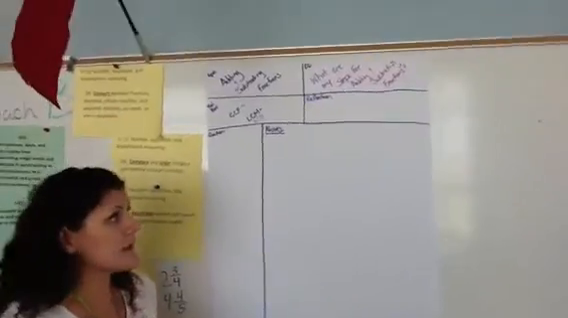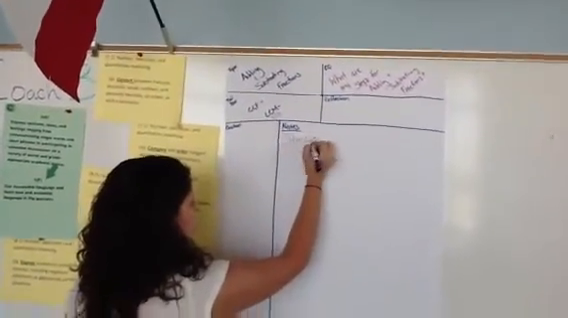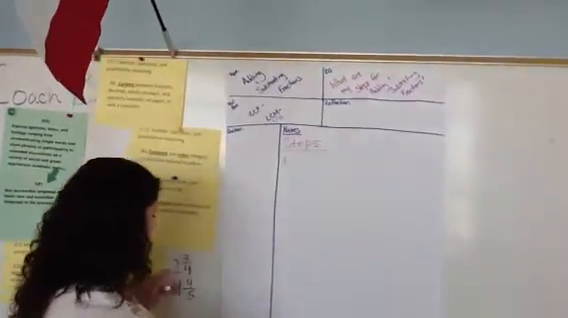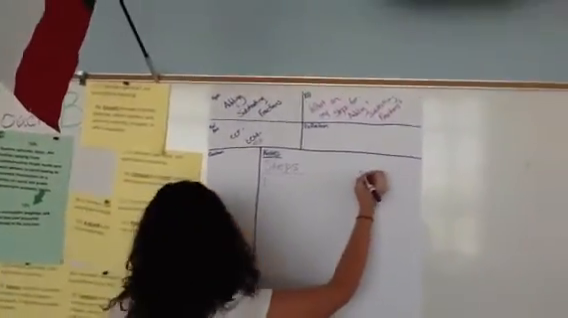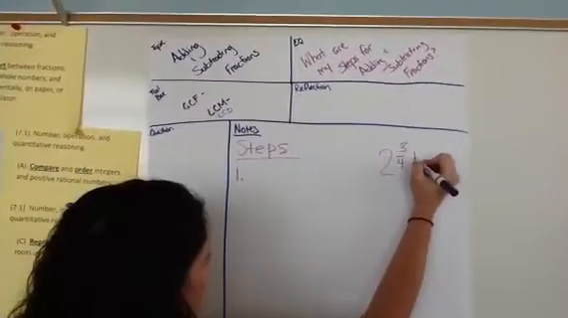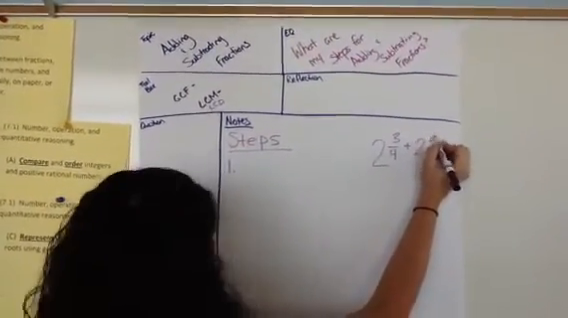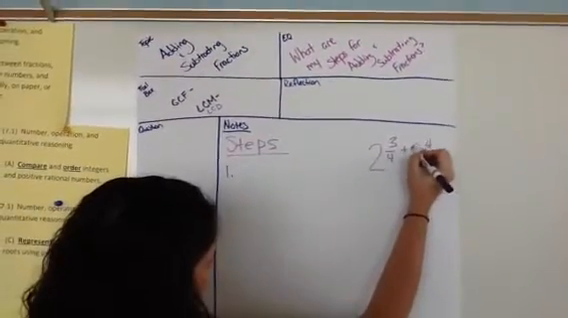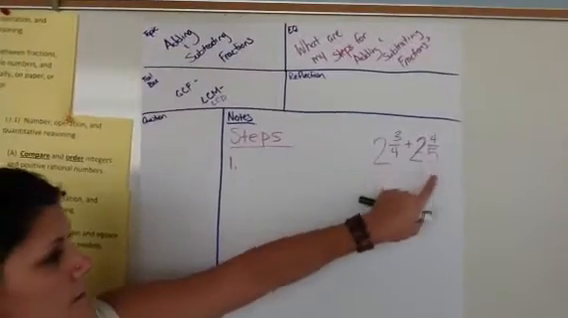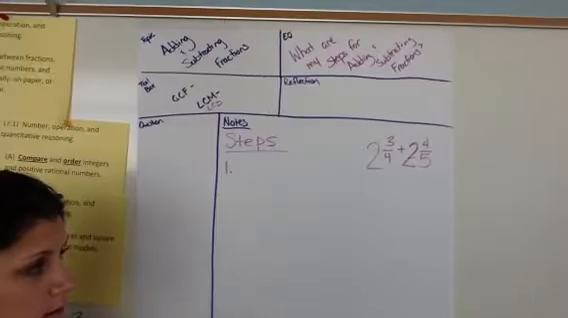Alright, so your steps for adding and subtracting fractions. First, you want to check and see if you have, I'm going to write an example over here. You're going to check and see if you have the same denominator. Remember, the denominator is the number on the bottom. So these have different denominators, so we can't add them together because the pieces aren't the same size.